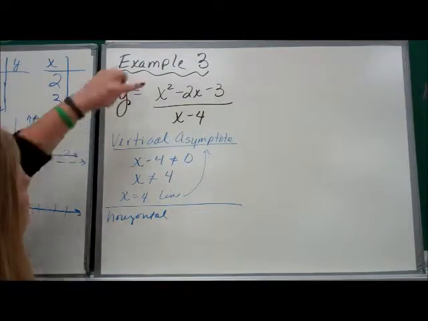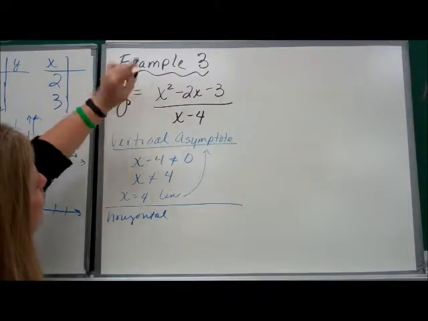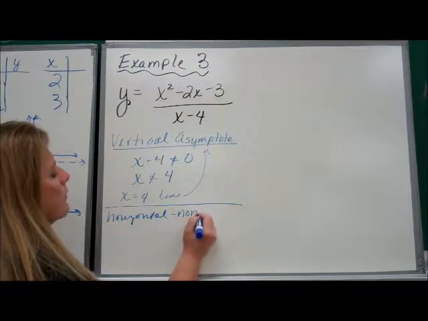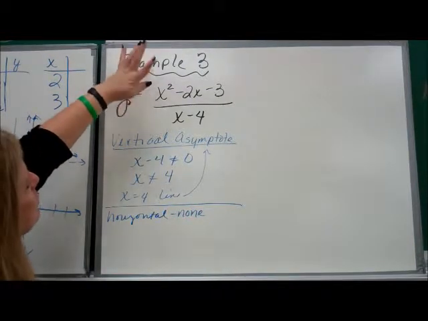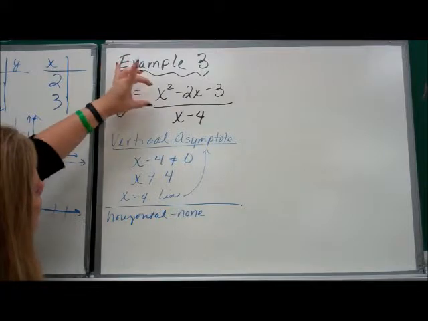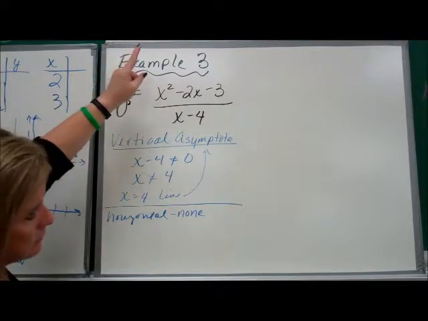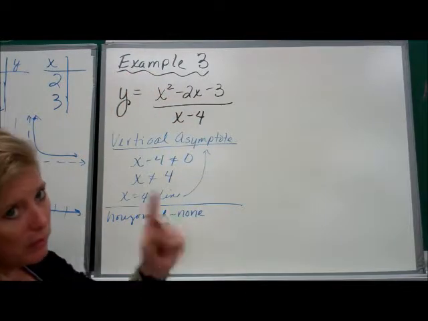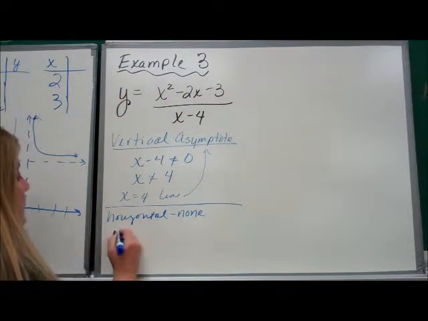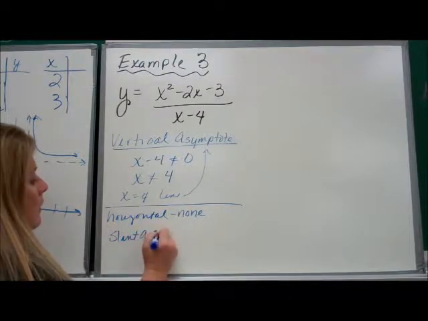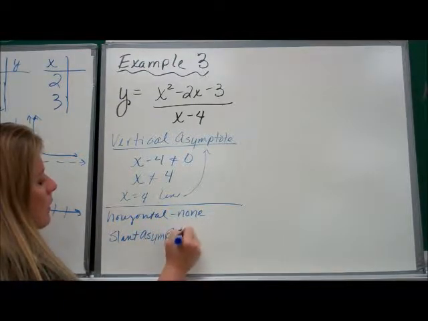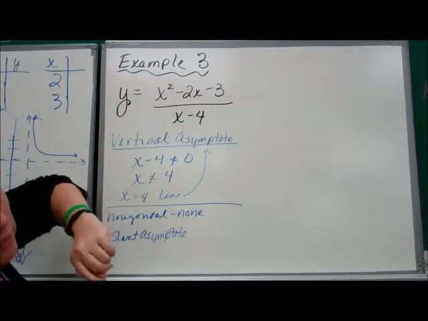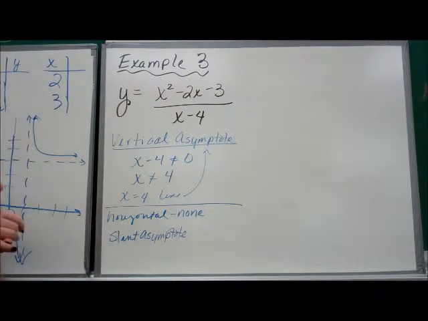Is there one? The degree here is 2. The degree here is 1. 2 is greater than 1, so there's none. If the degree of the numerator is greater than the degree of the denominator, there is no horizontal asymptote. But how much greater? This is a 2, this is a 1. It's greater by 1, so that means there is a slant asymptote.